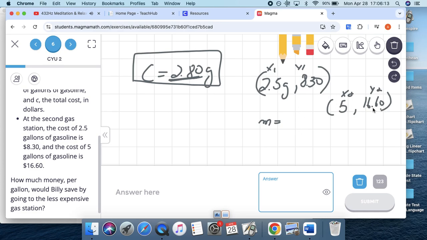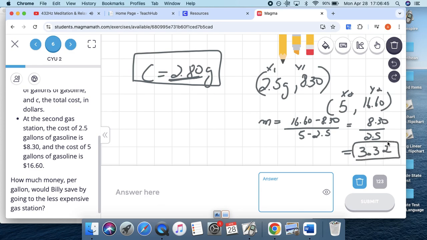And let's do, so it's 16.60 minus 8.30 over 5 minus 2.5, right? So, if you do that, you get 8.30 over 2.5. It's proportional, so 8.30 divided by 2.5, you get $3.32. So in the second gas station, the price is $3.32 per gallon.